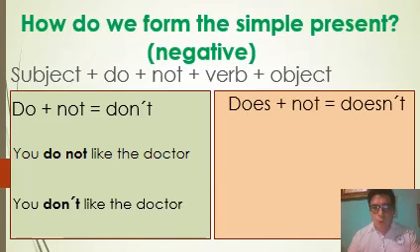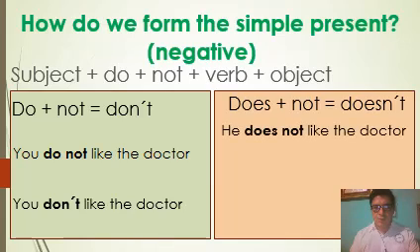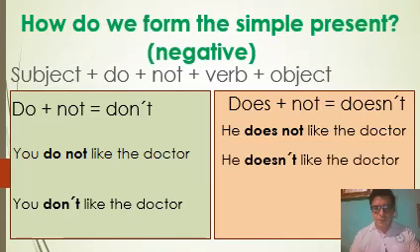We also have a different rule: does and not equals doesn't. Right here we eliminate the o, and it becomes doesn't. So, he does not like the doctor. Now it's: he doesn't like the doctor. We eliminate it and we use doesn't. It's just a simple rule. Let's continue.